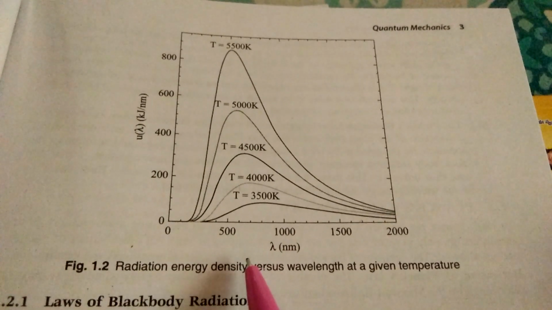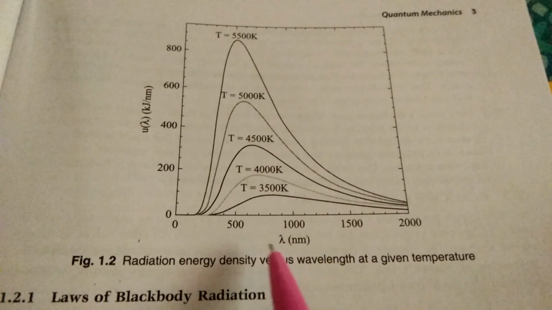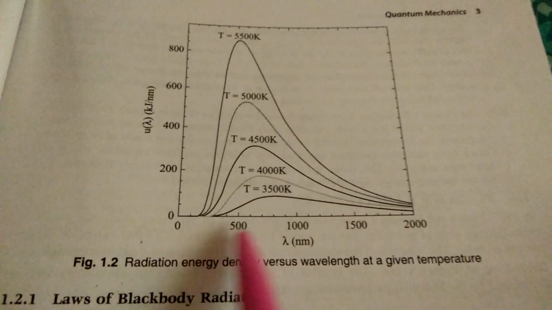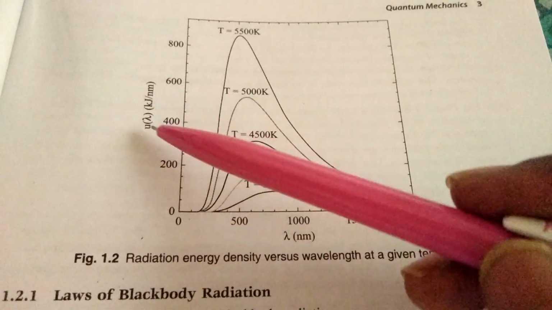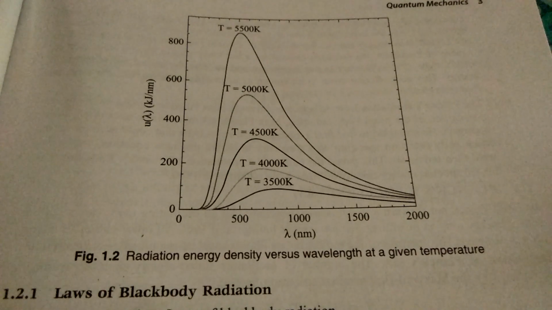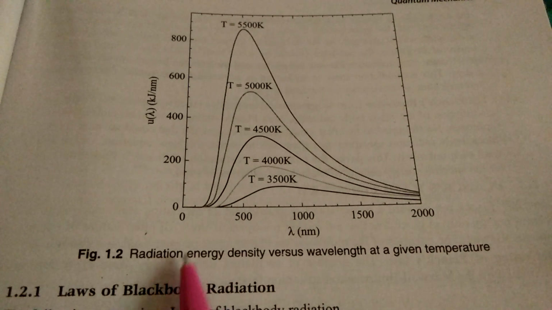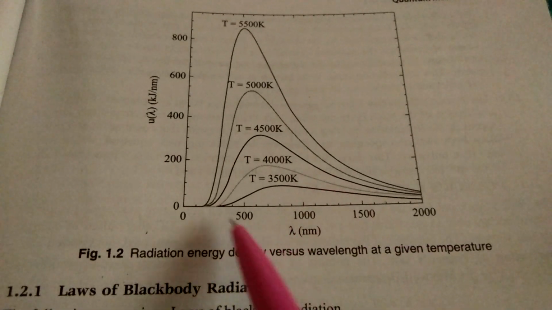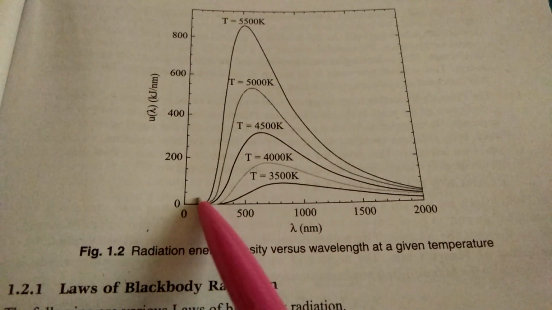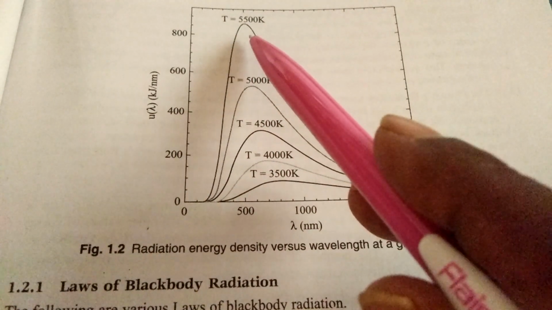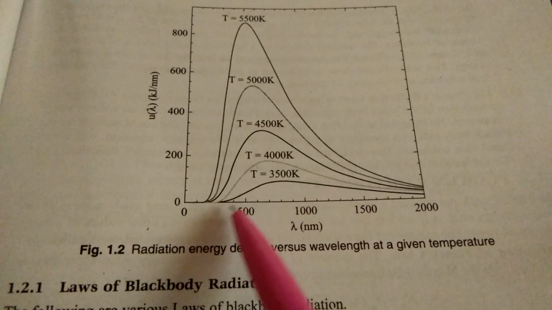Now you can see here the radiation distribution of the black body is given in this graph. Here the x-axis is wavelength and the y-axis is radiation energy density. You can see the radiation energy density at various wavelengths at a given temperature. As the wavelength increases, the radiation energy density increases, and later the radiation energy density decreases. For every temperature the phenomenon is like this.